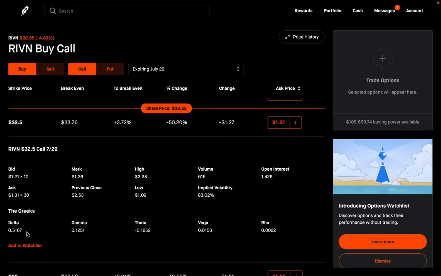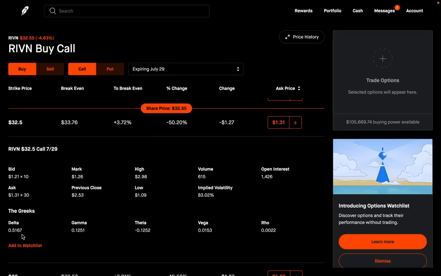It means that if the share price of Rivian were to go up $1 right now, the value of this option would increase by whatever delta is, which again is 51.67. So that means if you buy this call and the share price of Rivian goes up by $1, your contract will go up by $51.67. Or in other words, you would have made a profit of $51.67 so far.